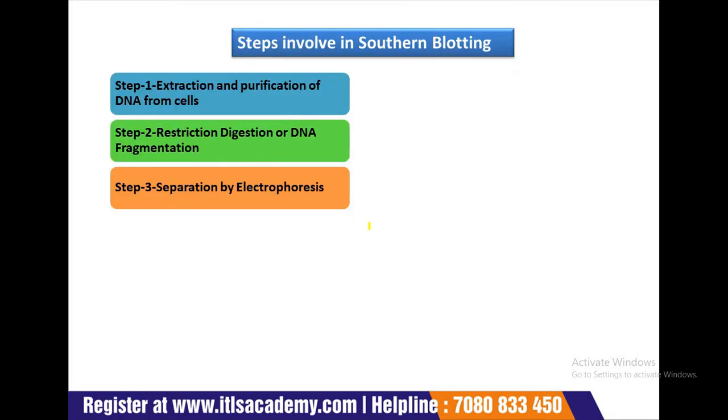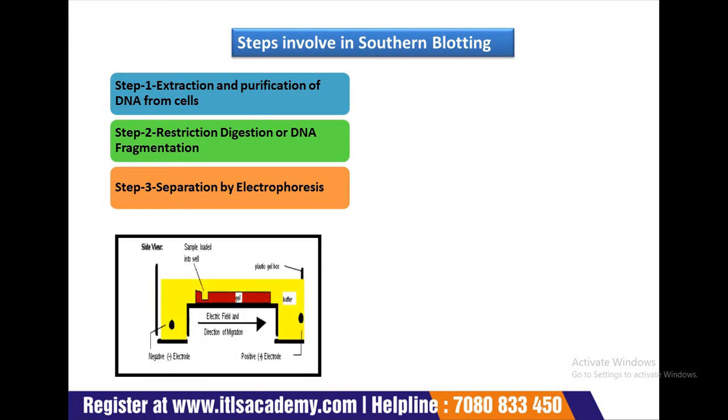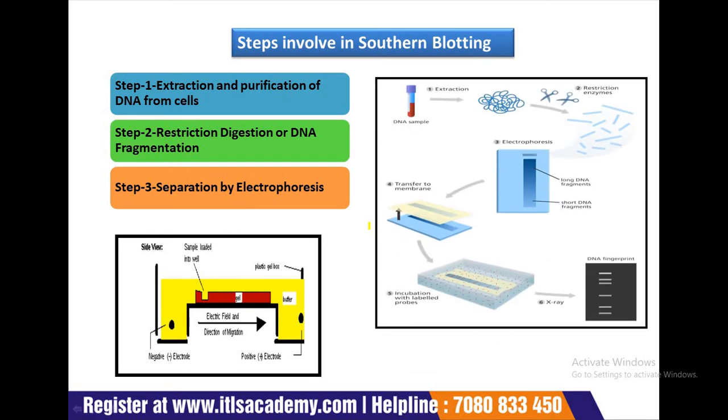So now we are going to discuss the steps involved in Southern blotting. First, we will discuss the first step. The first step is extraction and purification of DNA from the cell. DNA is first separated from targeted cells following a standard method of genomic DNA extraction and then purified.